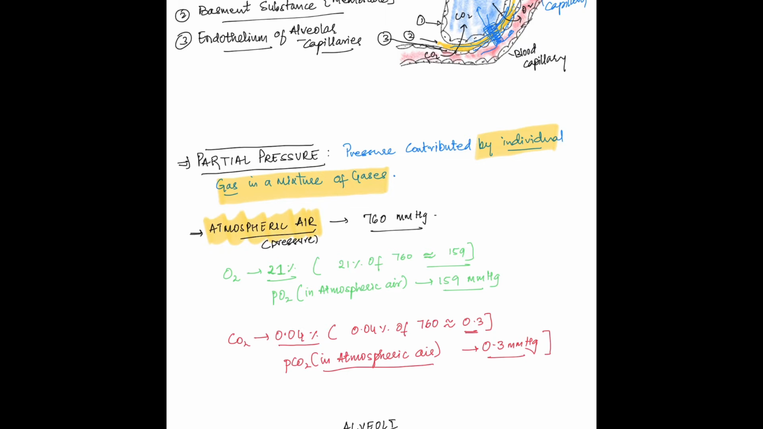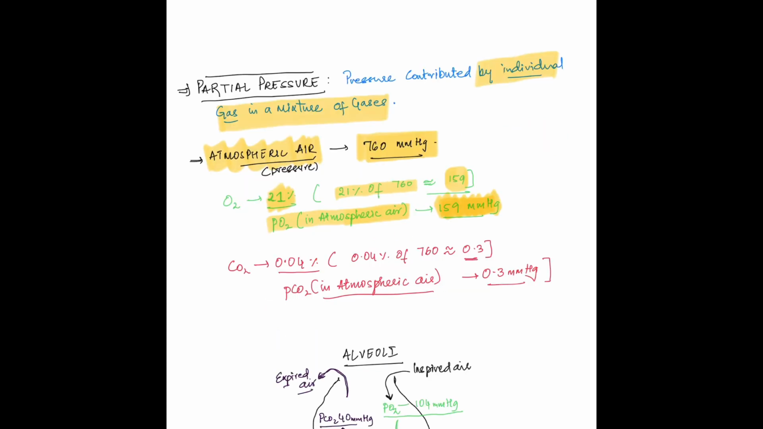We can calculate these individual pressures as well. The pressure of the atmospheric air is roughly about 760 millimeters of mercury. Concentration of oxygen in atmospheric air is about 21%. 21% of 760 is roughly about 159. So partial pressure of oxygen in atmospheric air is about 159 millimeters of mercury. Similarly, carbon dioxide is 0.04% in the atmospheric air. 0.04% of 760 is 0.3. Therefore, partial pressure of carbon dioxide in atmospheric air is 0.3 millimeters of mercury.